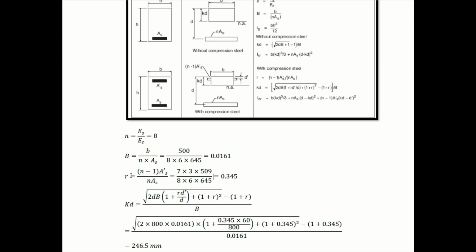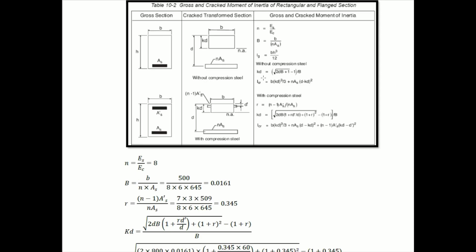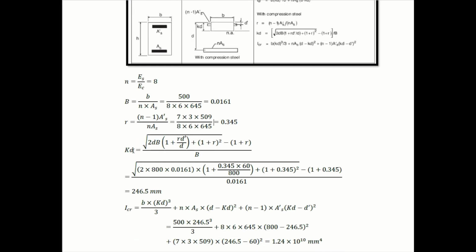Now, by knowing B capital and R, we can determine KD. Last time KD was determined from this equation. This is for the case without compression steel, for a single reinforced section. Now we are going to determine KD, which is X, as we go to in RC1, the neutral axis depth after cracking, which is the same as KD. KD here is going to be determined from this equation. So we'll write down the equation here. It's the square root of 2D B capital times (1 plus RD prime over D) plus (1 plus R) all squared, minus (1 plus R), all divided by B capital.